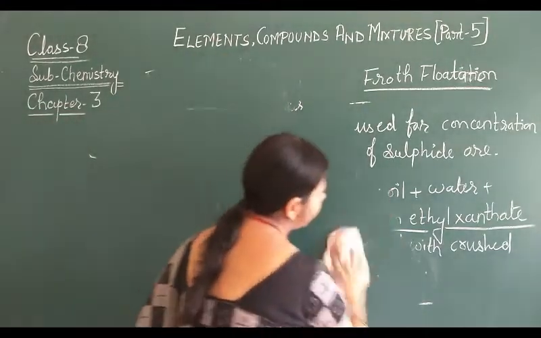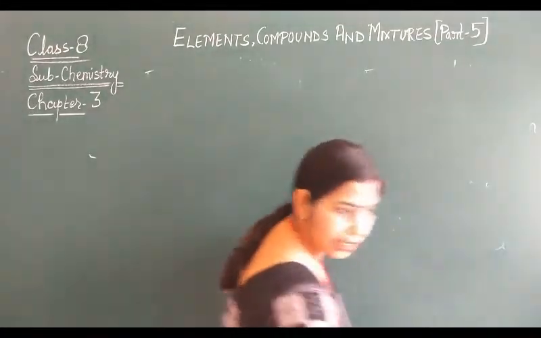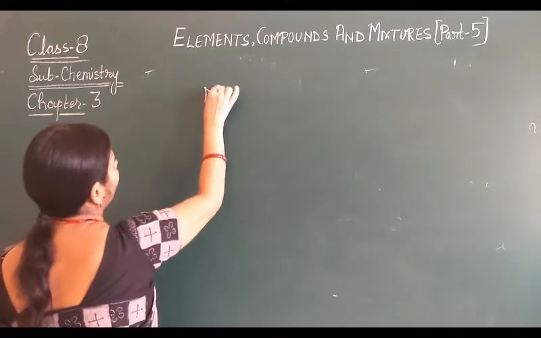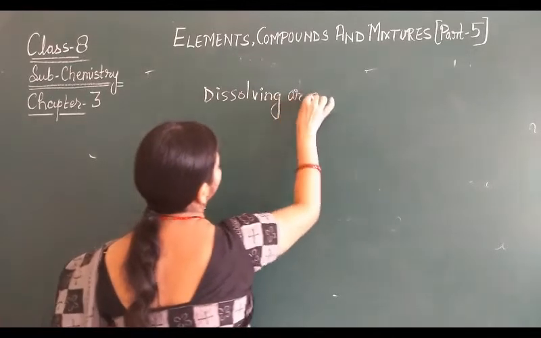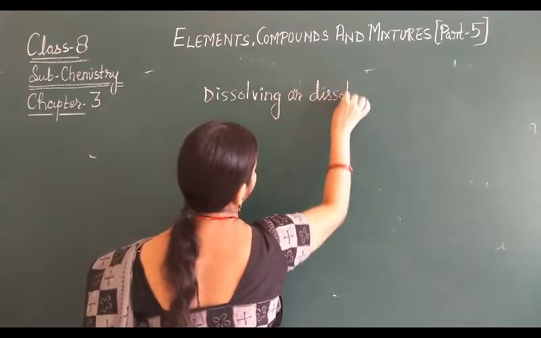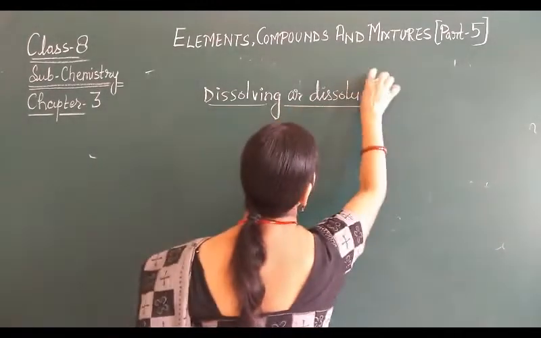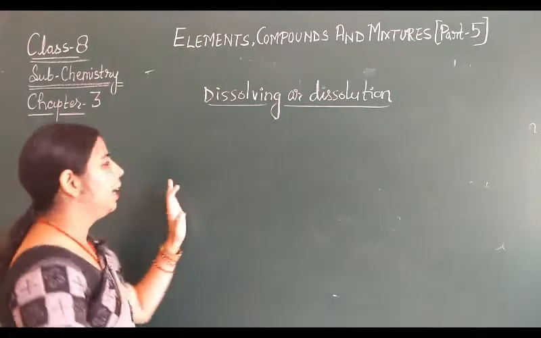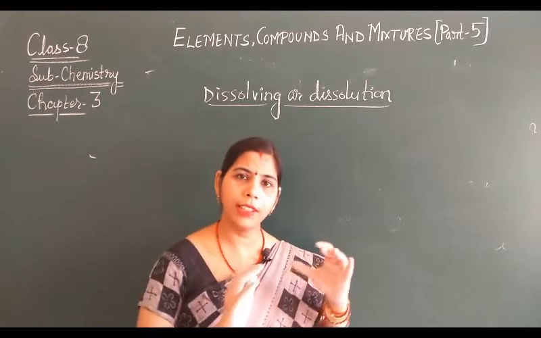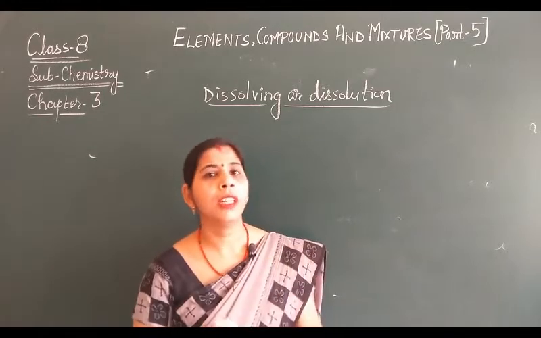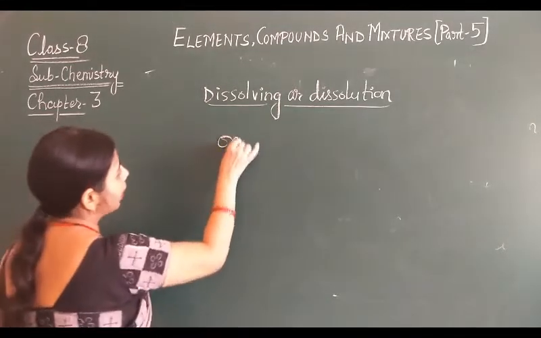Now the next method is dissolving, or dissolution. In this method, two solids are taken in a solvent, but one solid is completely soluble in that solvent and another is insoluble.